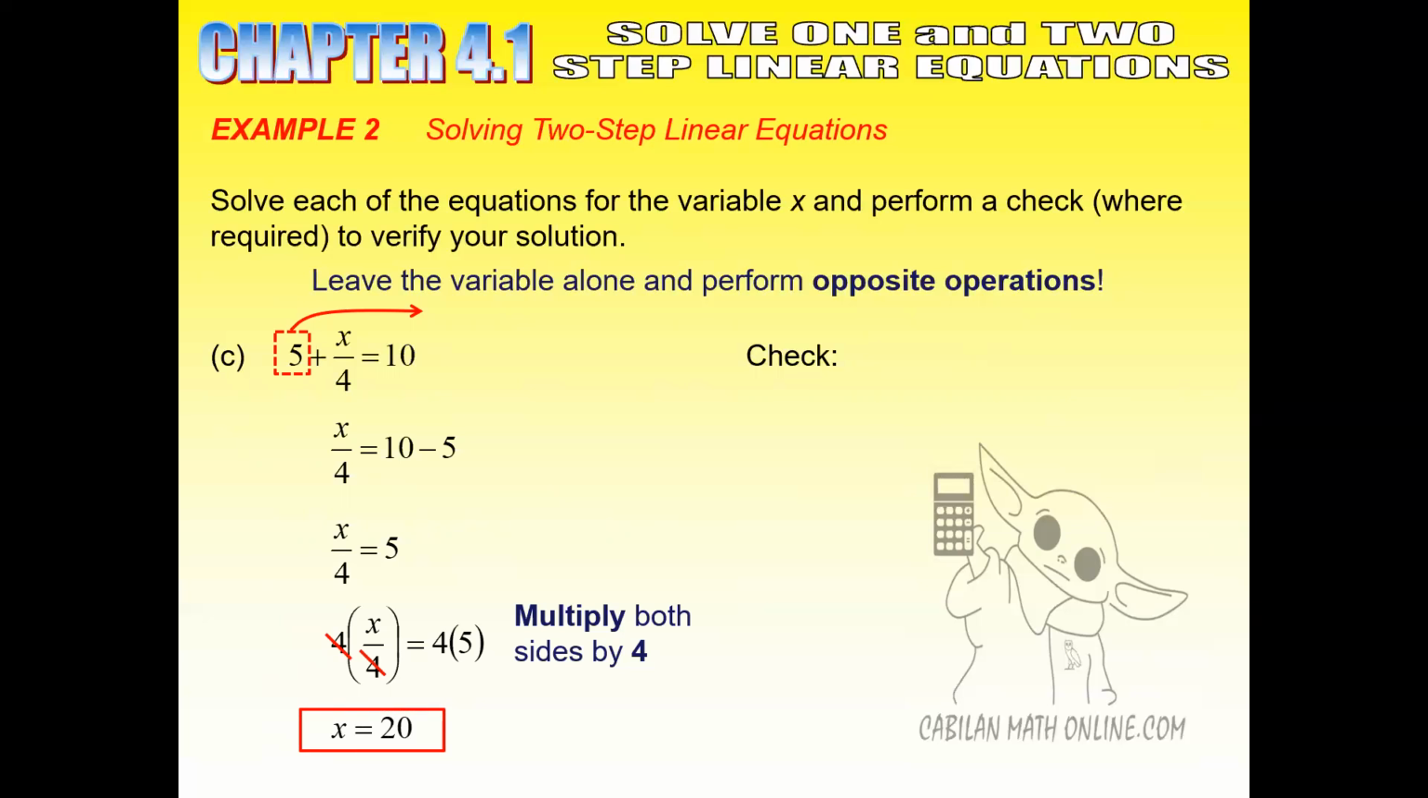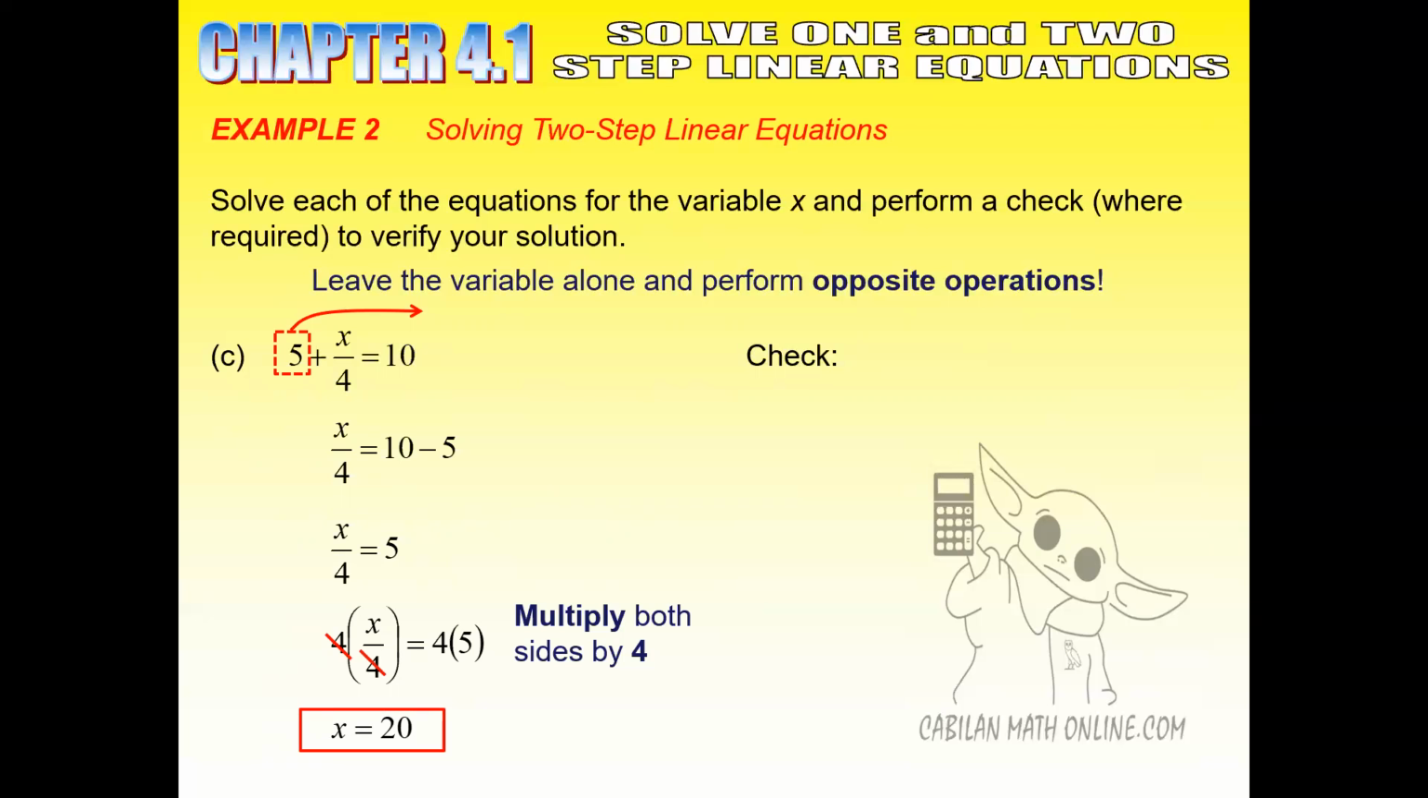Okay, so again, if you compare this example to the last two that we looked at, the steps are exactly the same. The only difference in this case, when you have a fraction, you multiply both sides by the bottom number in the final step.